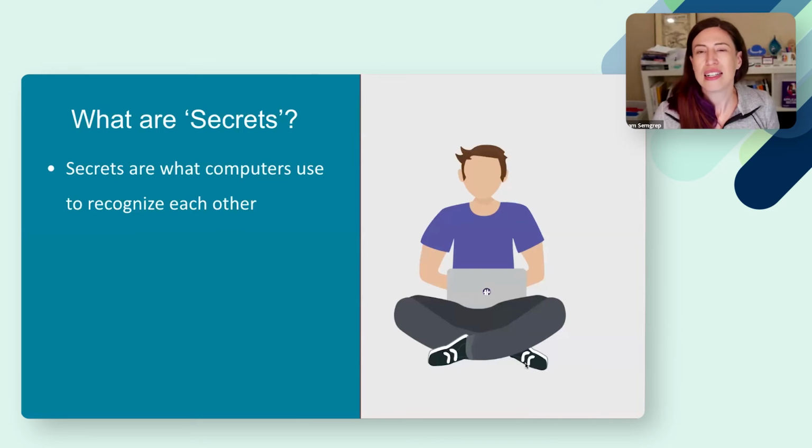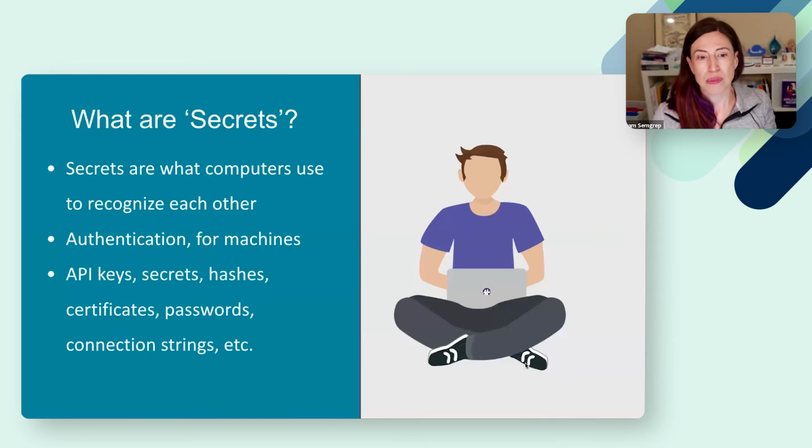Computers can't look at faces and tell who each other are. They need to use something to recognize each other, and secrets are what they use. So it's like authentication, but for machine to machine. An API key, a secret, a hash, a certificate, a password, a connection string, all of those are secrets. It's something we want to keep confidential, and they share it with each other to show each other who they are.